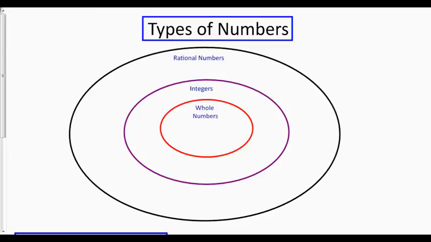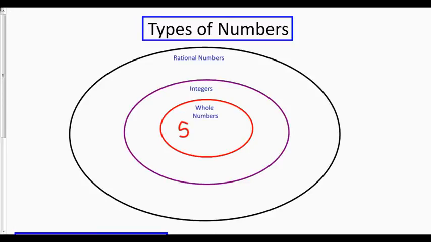Sometimes it's helpful to look at a diagram to understand how these numbers work together. If I look at whole numbers, the number 5 is a whole number, but it's also inside this integer oval because 5 is also an integer, right? It's a number that can be written without a fractional or decimal part. And 5 is also a rational number because I can express 5 as a fraction, 5 over 1.